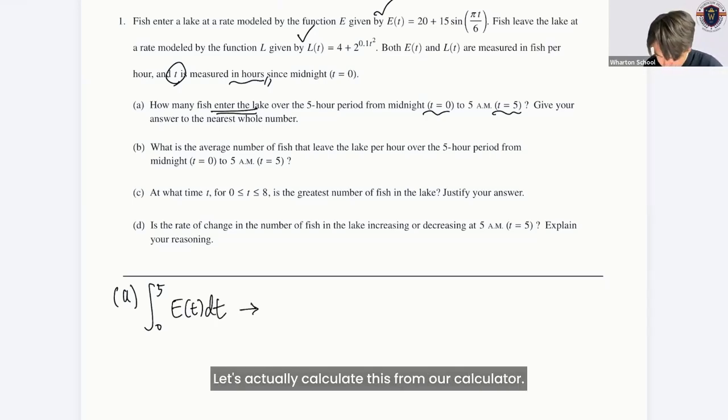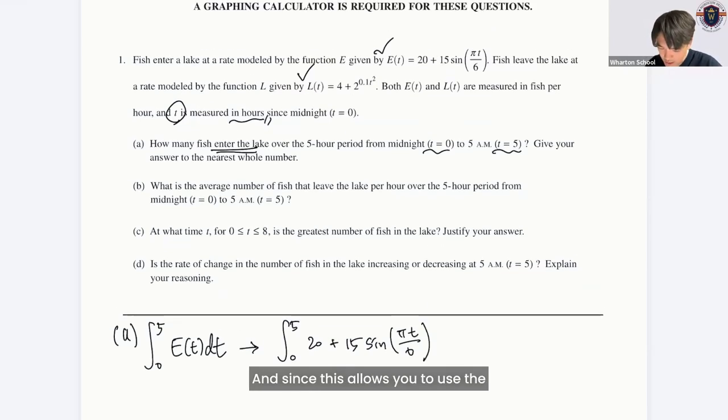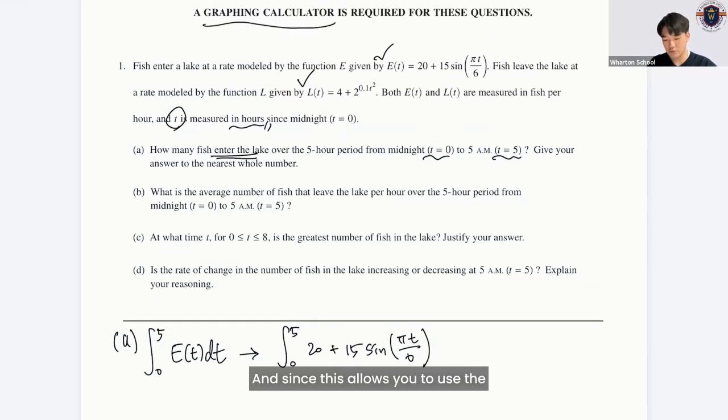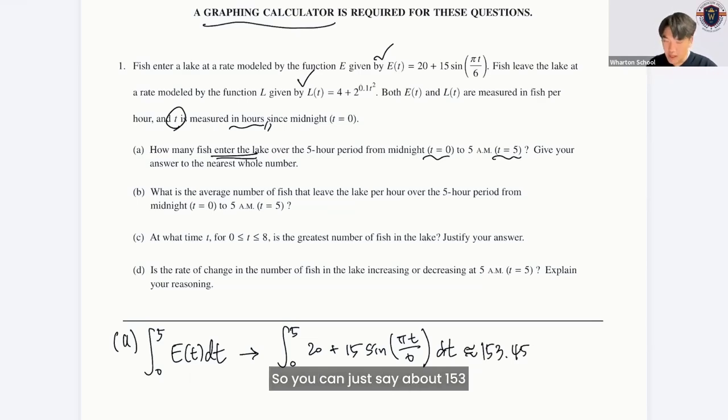Let's actually calculate this with our calculator. So it's the integral from 0 to 5 of 20 plus 15 sine(pi t over 6). Since this part allows a graphing calculator, you can put this directly into your calculator, which gives you about 153.4546. So you can say about 153 fish entered the lake during this time. The key takeaway about this part is to find the total quantity accumulated. That is the situation where you have to use the integral.